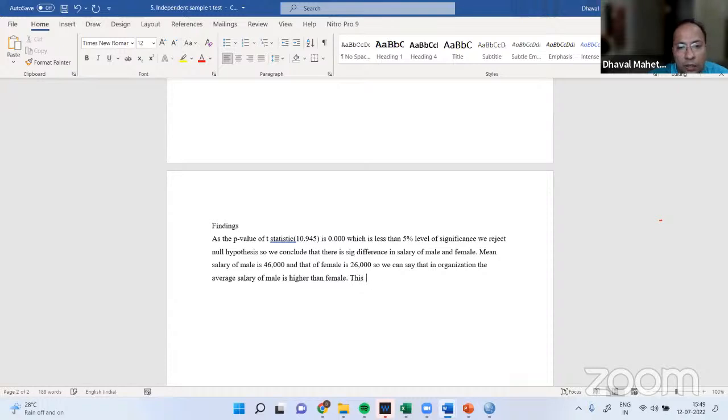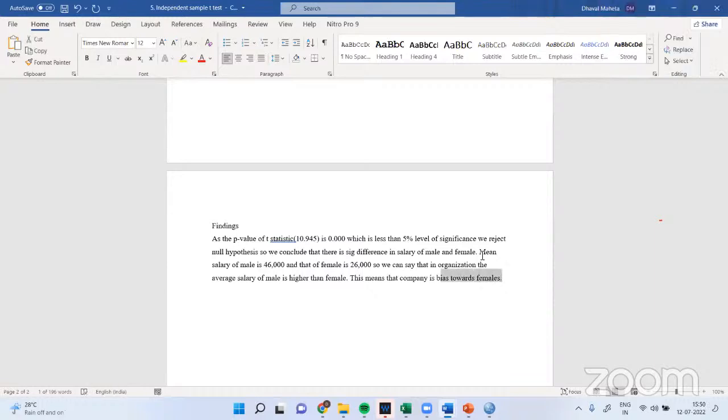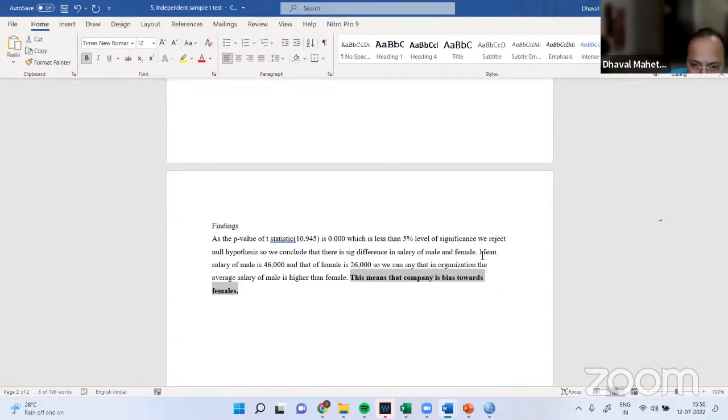This means that company is biased towards females. Can I use such words or not? No, sir. Bias you cannot use. Being a researcher, being a statistician, you don't have any authority to write such words in your dissertation, right? Don't write such words. Is it clear?